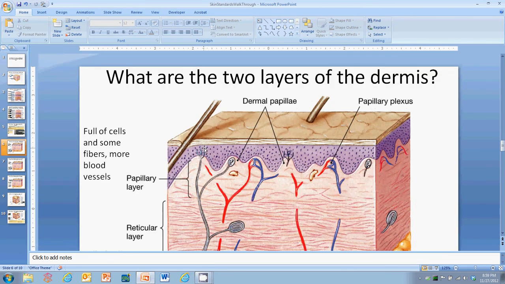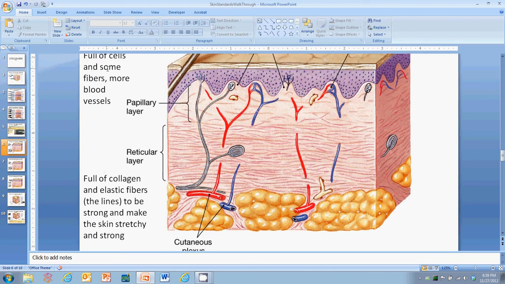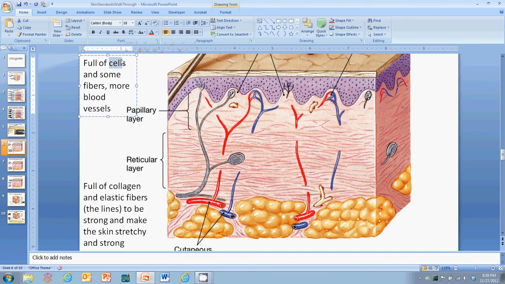What are the two layers of the dermis? The two layers of the dermis are the papillary layer up top and the reticular layer. If you look at this picture, you can see the difference. Papillary, just plain pink, right? Some blood vessels here and cells, and a few of these lines, which are fibers. It is some cells, some fibers, and blood vessels.